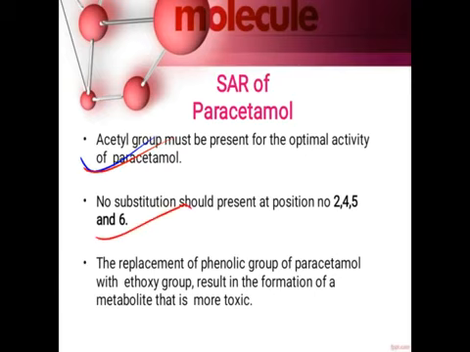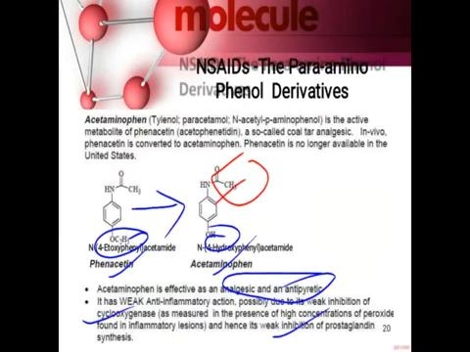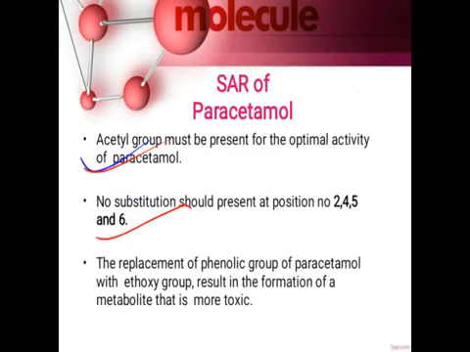Then no substitution should be present at positions 2, 4, 5 and 6. If any substitution is present, it will decrease the activity, and the replacement of the phenolic group with an ethoxy group will result in the formation of a metabolite which is more toxic. So these are some important points regarding the SAR of paracetamol.